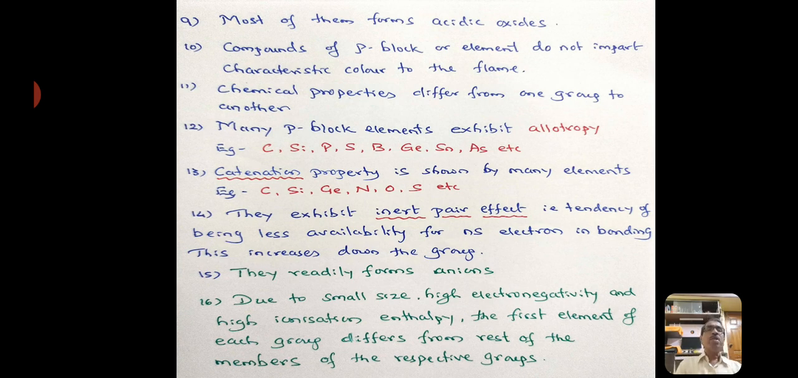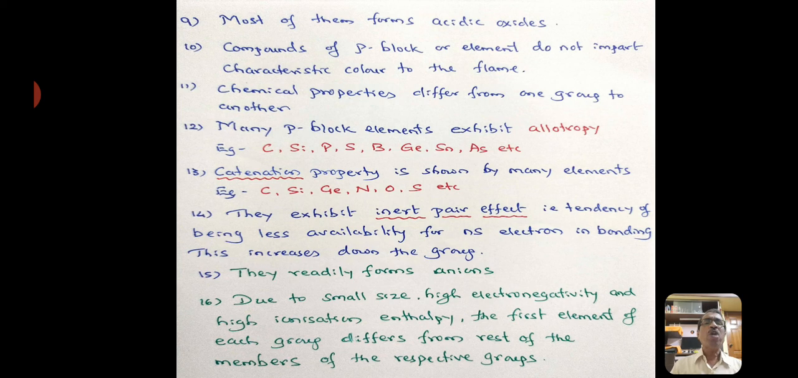They also exhibit the inert pair effect, that is, the tendency of lesser availability of ns electrons for bonding. This increases down the group. They readily form anions. Due to small size, high electronegativity and high ionization enthalpy, the first element of each group differs from the rest of the members of the respective groups. This is another property of the p block elements.